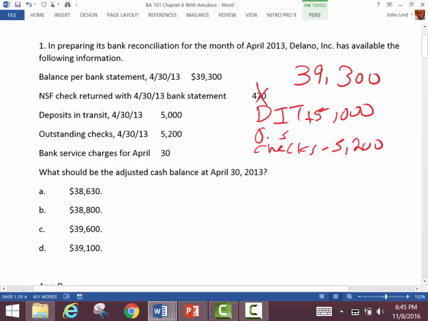How about the bank service charge? The bank knows about that, so I ignore that, don't I? And when I do the math on this, do I get this 39,100?